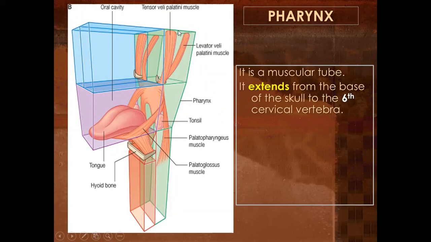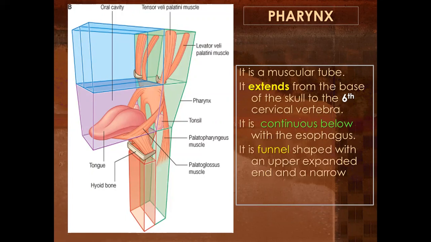So from the base of the skull to the 6th cervical vertebra, this whole thing is called the pharynx. And from the 6th cervical vertebra, it continues below as the esophagus.